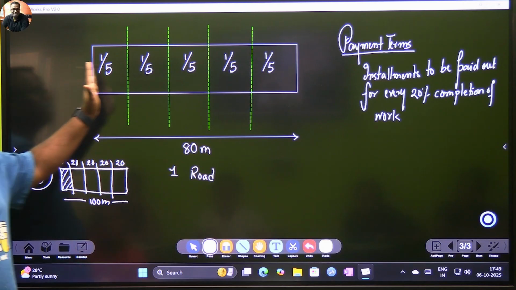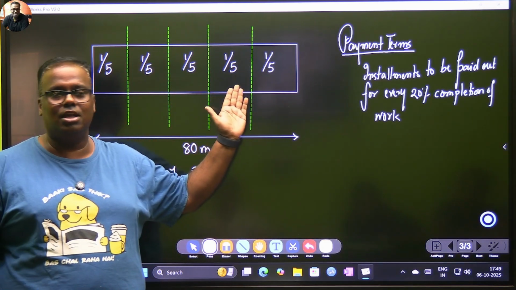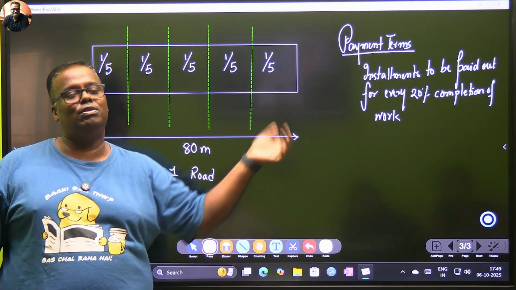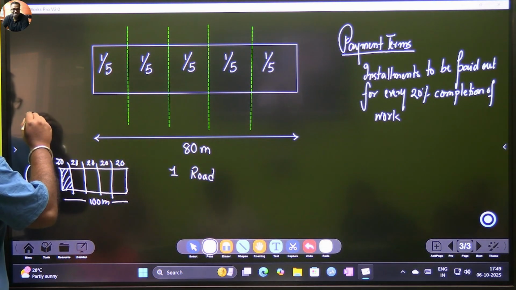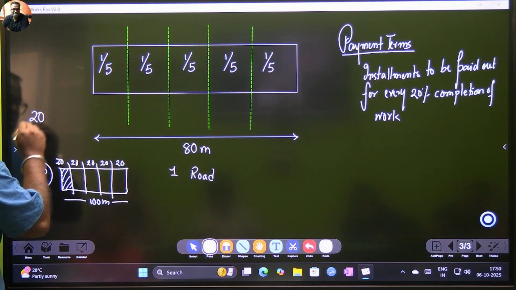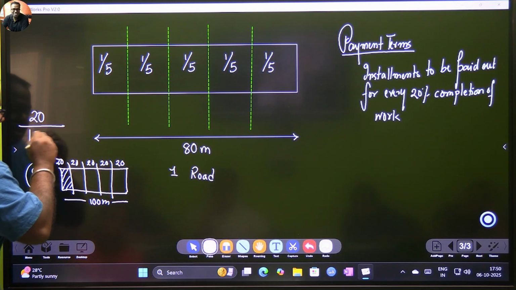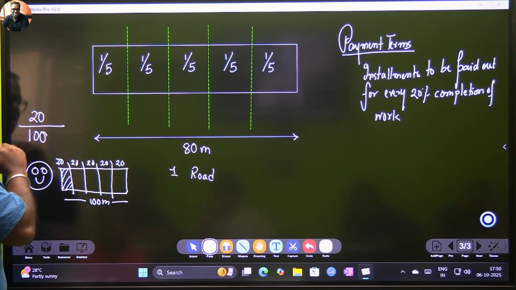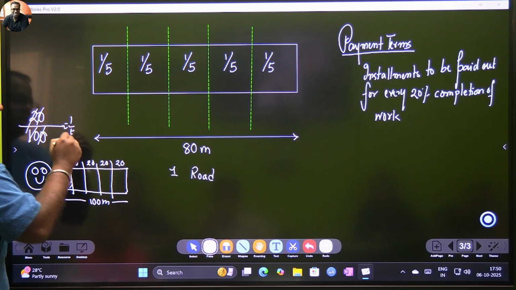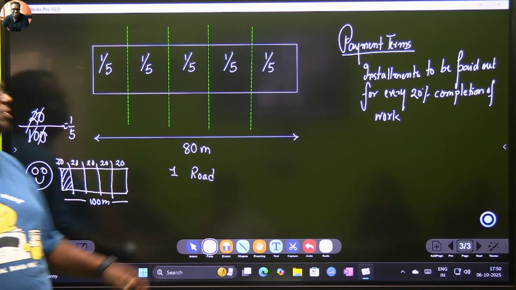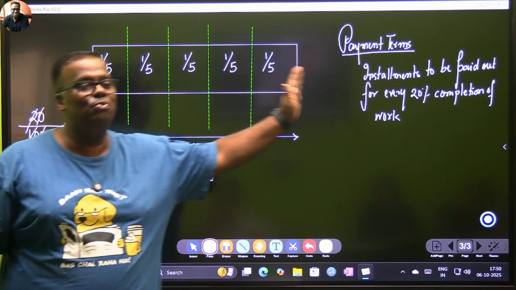How many equal parts did he divide the road into? 5 parts. That's how he actually went to his laborers and told, we will do this task as 1/5, 1/5, 1/5, 1/5 every day. How did this 1/5 come up? Because he said, if it is 20% payment means 20 for every 100. He just did a plain calculation, which is equal to 1/5. He understood that they are going to pay me for every 1/5 of the road work. So he broke it into 1/5.